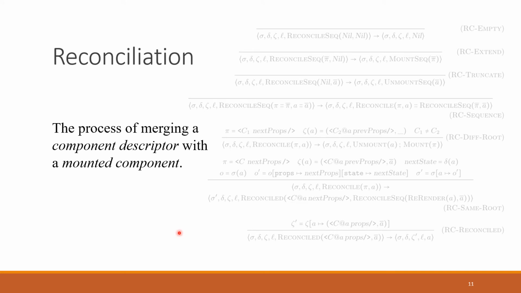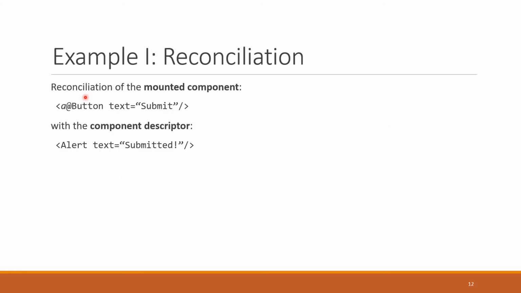All right, so let's talk about reconciliation. So this is the process of merging a component descriptor with a component that is already mounted. And so here I have the rules, but again, I'll just illustrate by example. So let's consider a case where we have this mounted component here. So we have a button, it has some address in the heap, there's some text submit. And now we're reconciling this mounted component with this component descriptor here, alert text submitted.